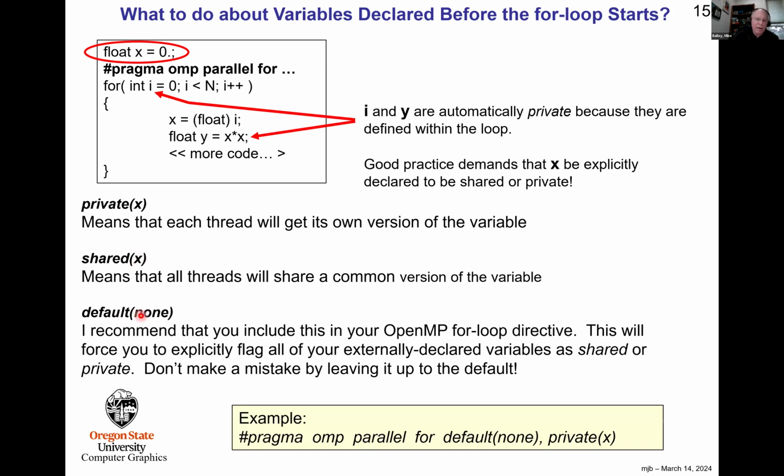And again, this is why I recommend default none, because if you do this and you get it wrong, or you just let it default, and I don't even remember what the default is, then bad things could happen. OpenMP won't flag any errors. It'll just quietly mess up.